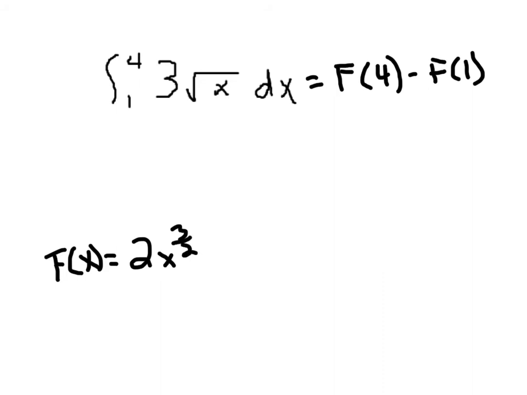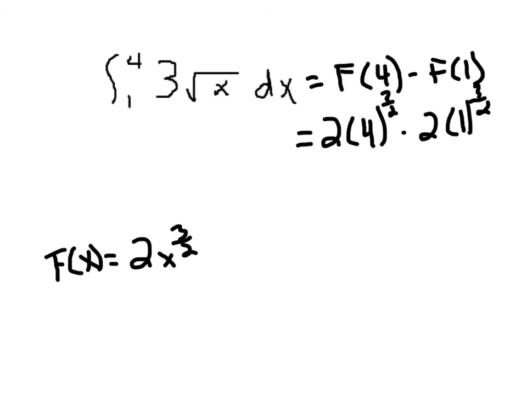So it's going to be equal to big F of 4 minus big F of 1. The antiderivative is 2x to the 3 halves. So I go ahead and plug that in. So this would be 2 times 4 to the 3 halves power minus 2 times 1 to the 3 halves power.